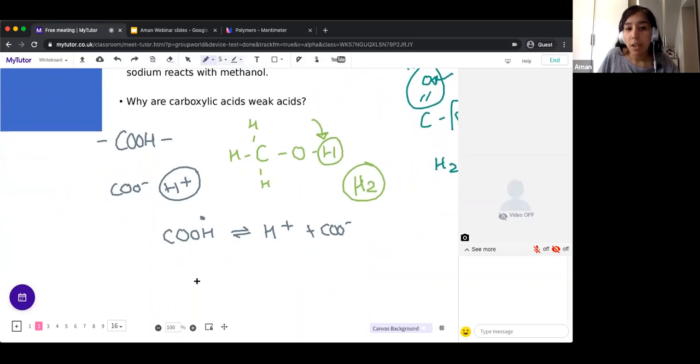Whereas an acid like hydrochloric acid, which will ionize into H plus and Cl minus, the position of equilibrium tends to lie over here. So there's lots of H+. So hydrochloric acid will be a strong acid.